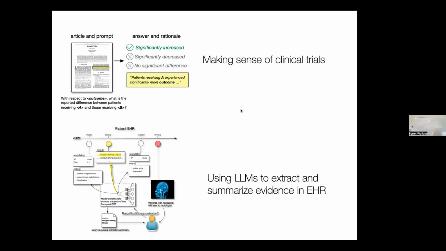So I'm going to talk about two types of unstructured evidence. The first of these concerns reports of randomized control trials, or RCTs. These are published articles, a domain that I've worked on for maybe too many years. I'll talk about some recent work there on extracting results from them. And then I'll talk a little bit about a line of work on using language models to extract and summarize useful bits of evidence from electronic health records. And I'll situate that in contexts where we think that might be useful. So that's the game plan here.